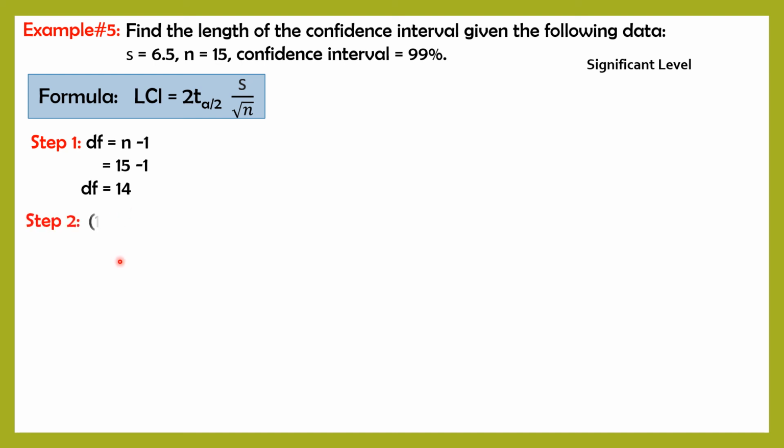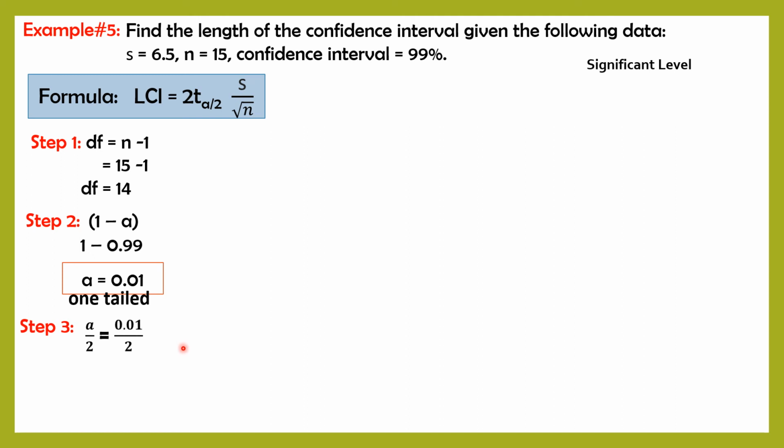The second step, get our alpha. To get alpha, we use the confidence interval. So, 99%. Let's change that into a decimal number. So, that is 0.99. Then, subtract it from 1. Therefore, our alpha is 0.01. That is one tail. So, we need two tails. Let's just divide this by 2. So, 0.01 divided by 2. So, our two-tailed is 0.005.